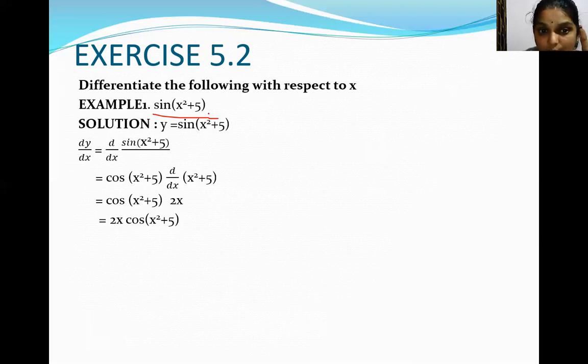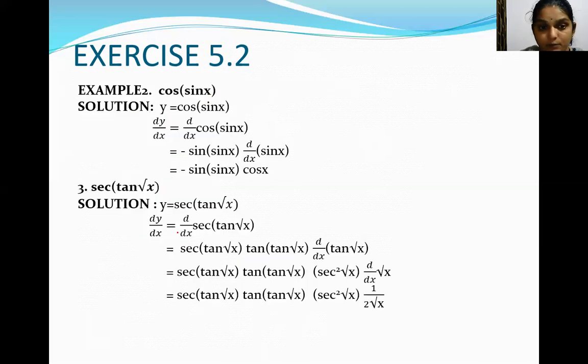Sine of x square plus 5. Derivative of sine of, you write it as cos of, and the x square plus 5 function you keep as it is. Then you multiply it by d by dx of that value, x square plus 5. Got it? The derivative will be cos of x square plus 5 into d by dx of that innermost function. What is the innermost function? x square, derivative is 2x, plus derivative of 5, which is 0. Thus we have 2x into cos of x square plus 5.